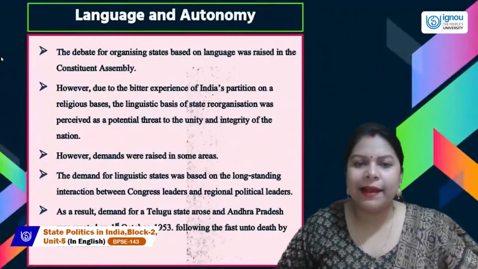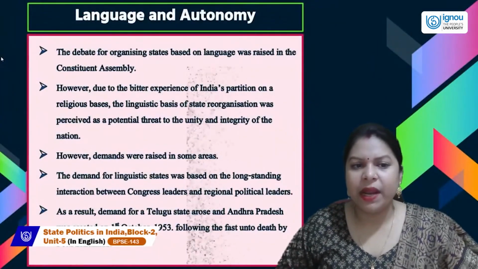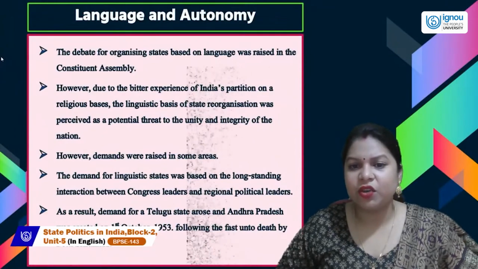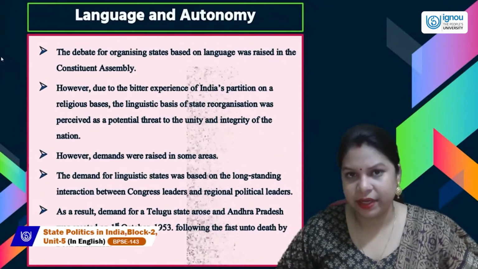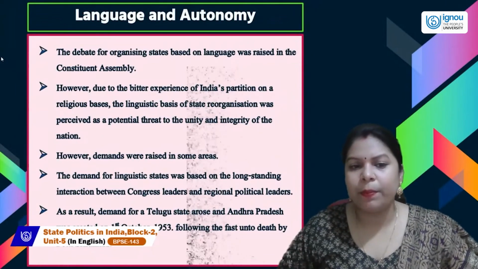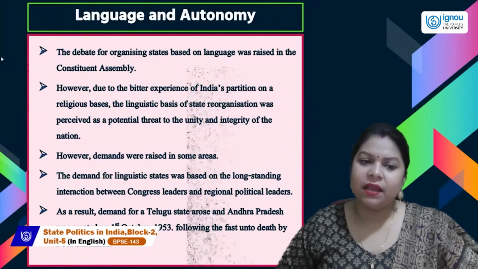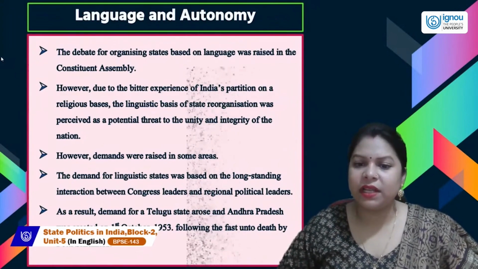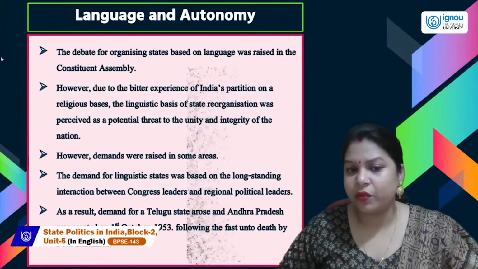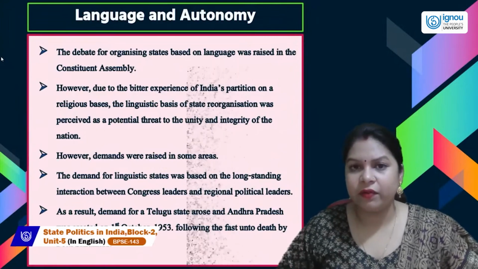Now let's talk about language and autonomy. The debate for organizing states based on language was raised in the Constituent Assembly. However, due to the bitter experience of India's partition on a religious basis, the linguistic basis of state reorganization was perceived as a potential threat to the unity and integrity of the nation.